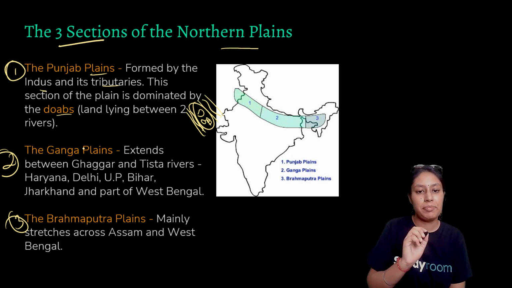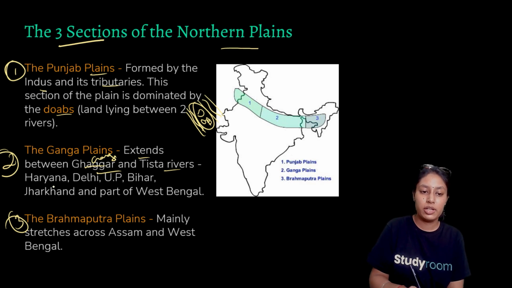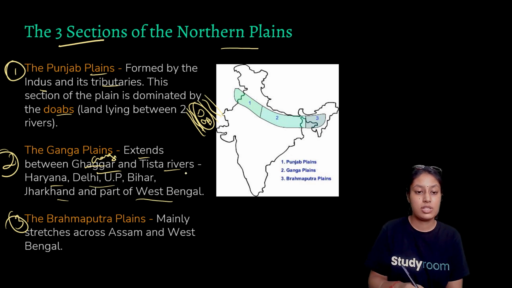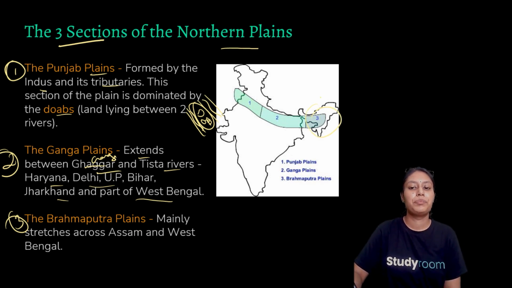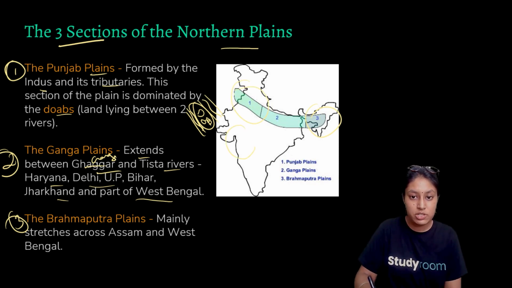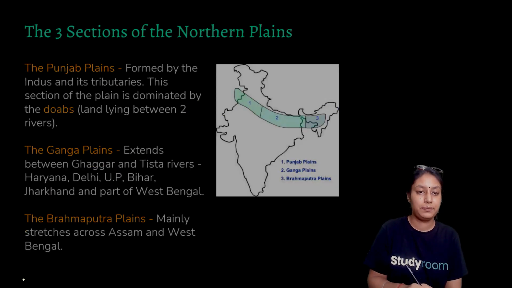Okay. Second is the Ganga Plain. Ganga Plain extends over the Ganga and Tista rivers. Okay, and so it includes Haryana, Delhi, UP, Bihar, Jharkhand, and part of West Bengal. So this is the Ganga Plain. Third is the Brahmaputra Plain. Brahmaputra Plain mainly stretches across Assam. Now we have moved towards the eastern sides. Okay, so first is Punjab Plain. Second is Ganga Plain. Third is Brahmaputra Plain. Okay, so they're divided on the basis of location and rivers.